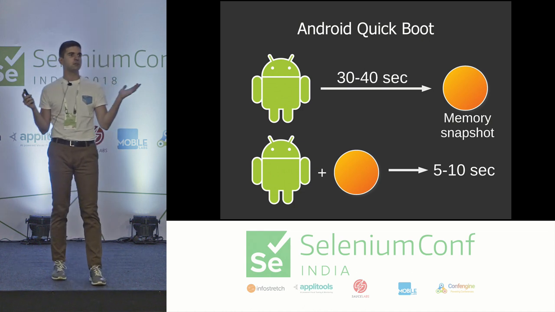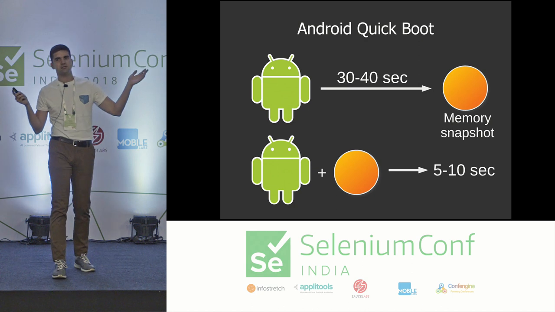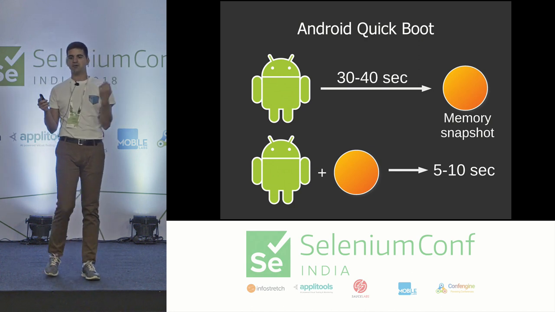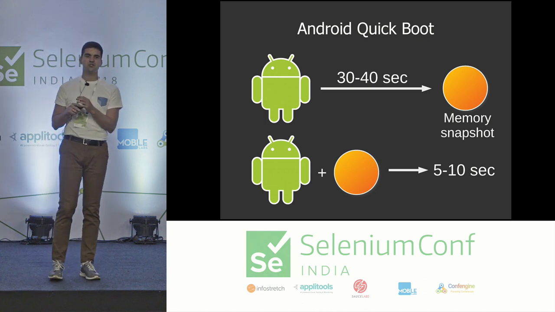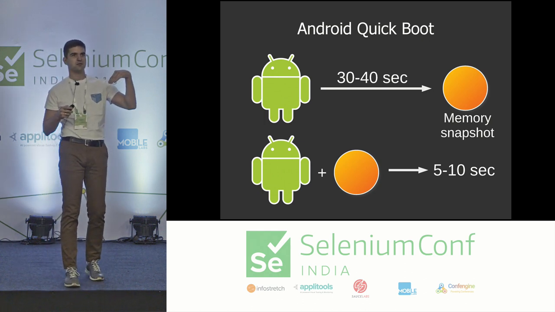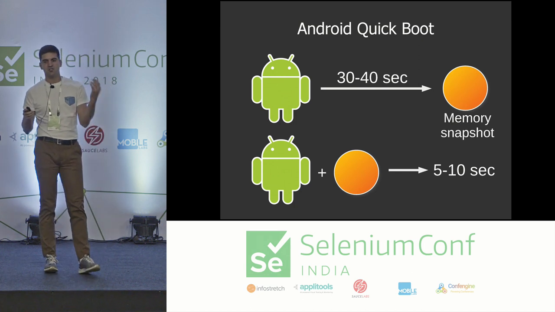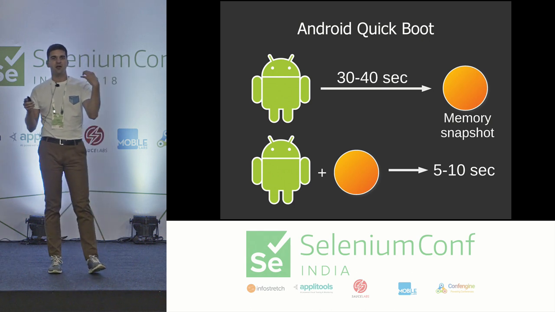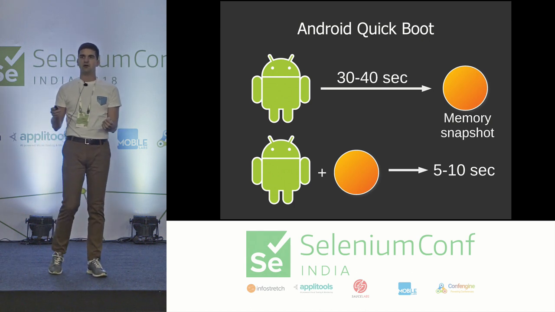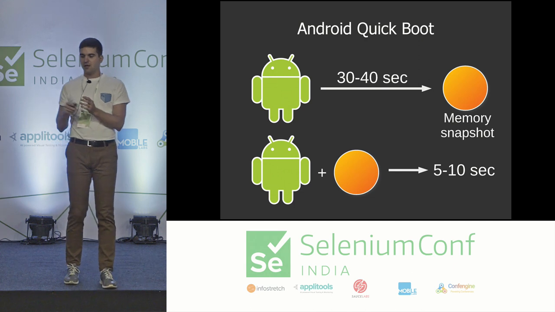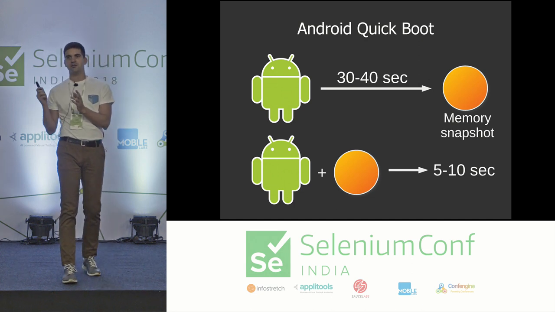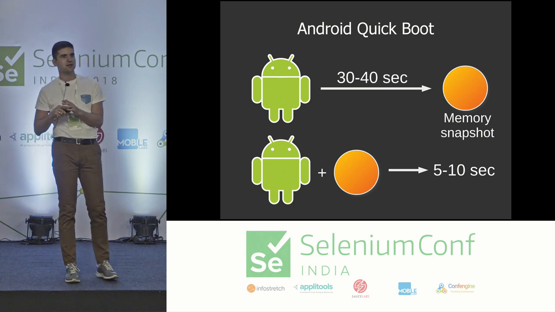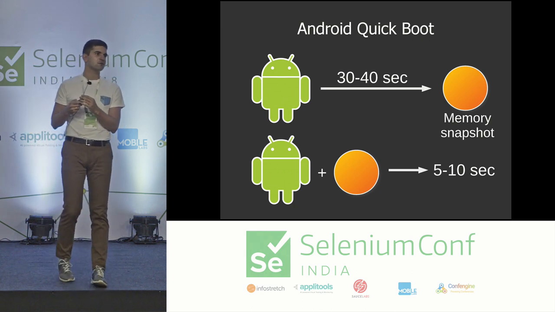First of all, you do a cold boot of an Android emulator, which takes, as usual, from 30 to 40 seconds. Then you stop this emulator, and its memory snapshot is saved to the hard disk. Next time, when you start an emulator, this memory snapshot is read from the disk and used to quickly restore the emulator state. And with this feature, Android emulator now starts within 5 to 10 seconds.